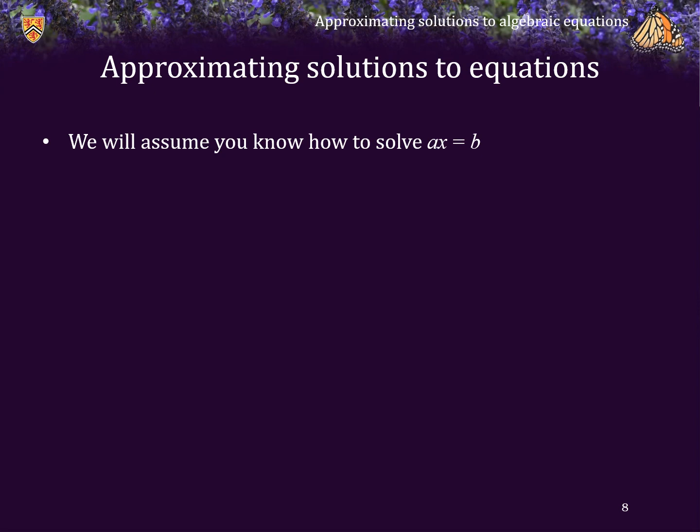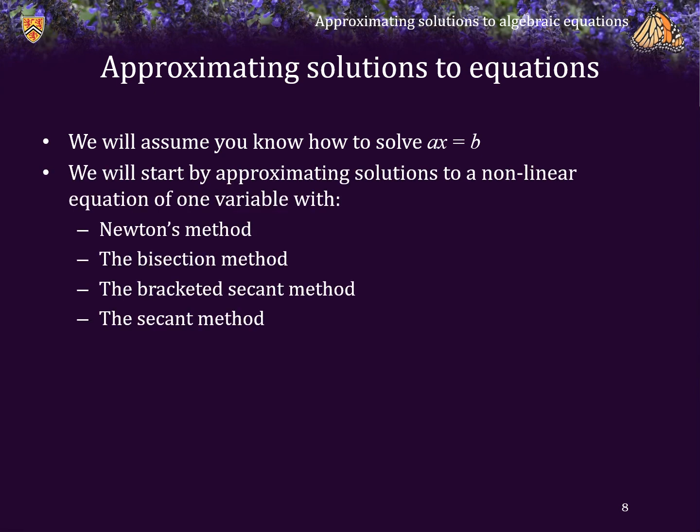Now we're going to assume that you know how to solve Ax = b. We will start by approximating solutions to a nonlinear equation with one variable. We're going to do this with a review of Newton's method, which you've seen in calculus, the bisection method, the bracketed secant method, and the secant method.